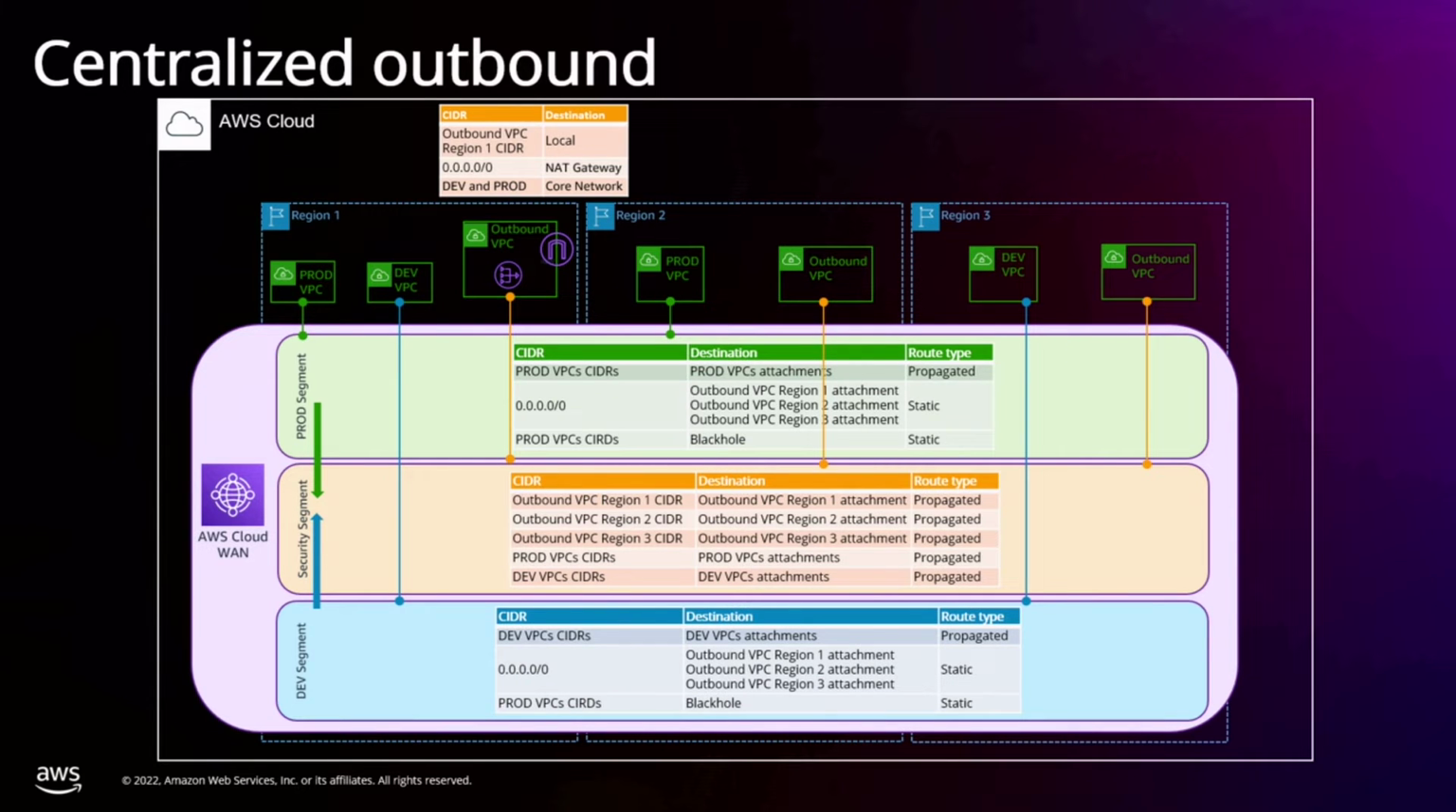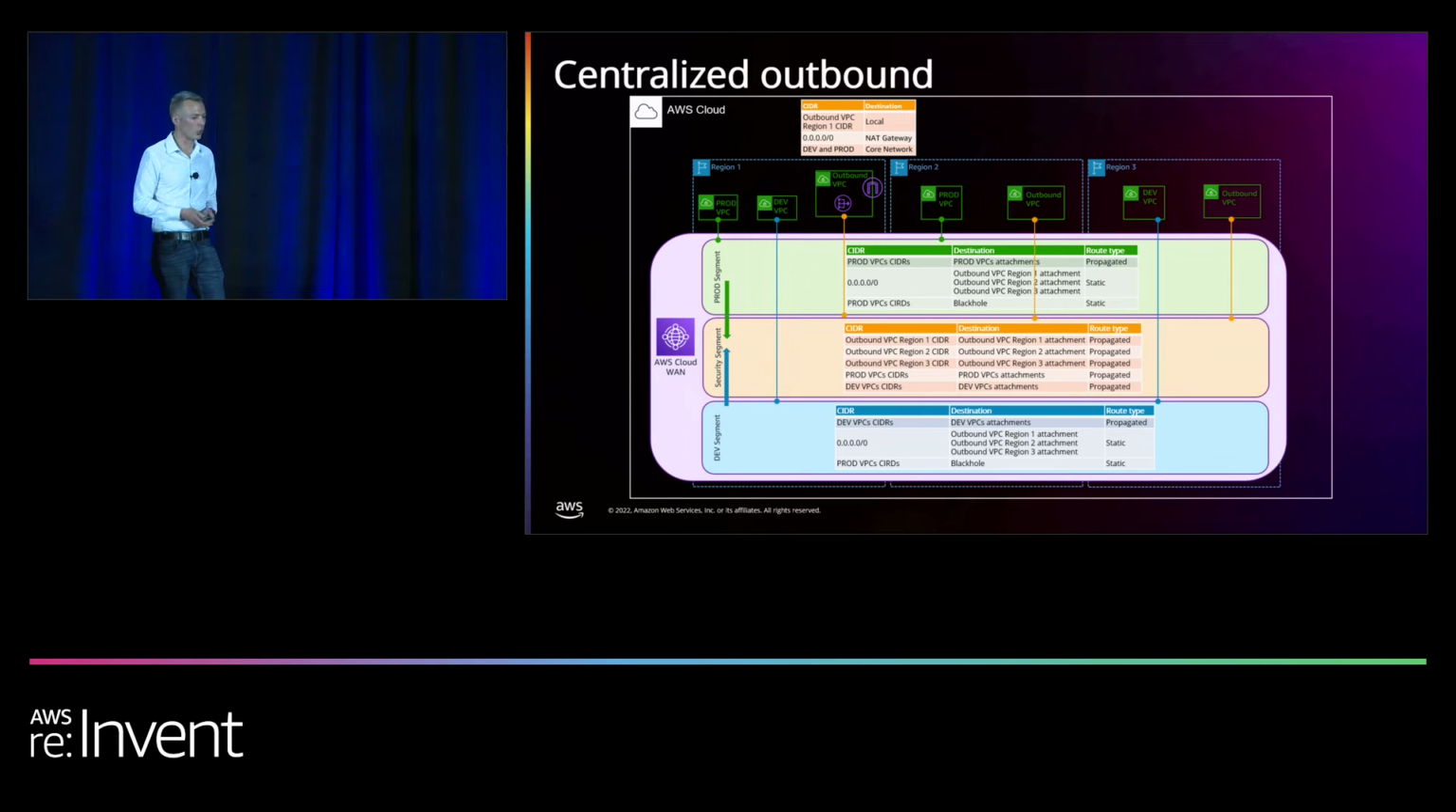Another fairly common architecture is centralized outbound. So it can get expensive to deploy a highly available NAT gateway configuration in each and every VPC you deploy, especially at scale. So these type of architectures let you centralize that egress. And again, maybe you add in some inspection in that outbound VPC where you have firewalls or AWS network firewall to filter that traffic before it goes on out to the internet.